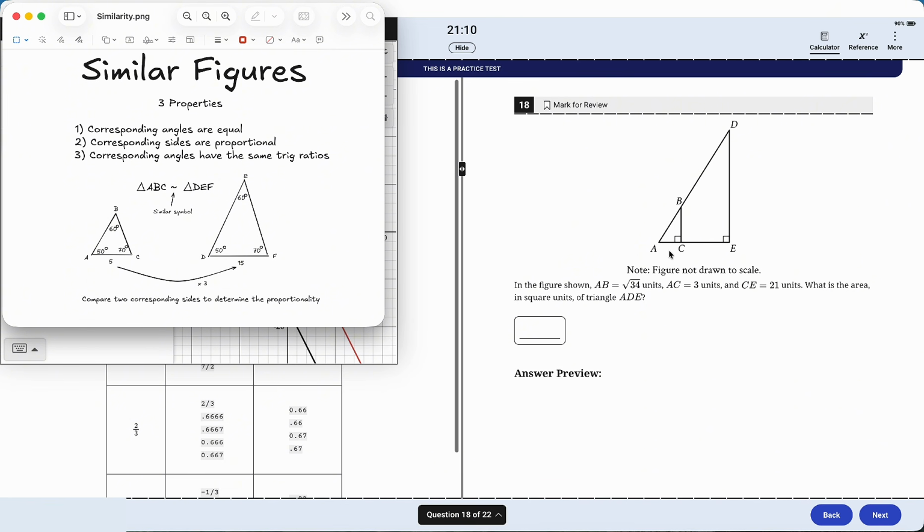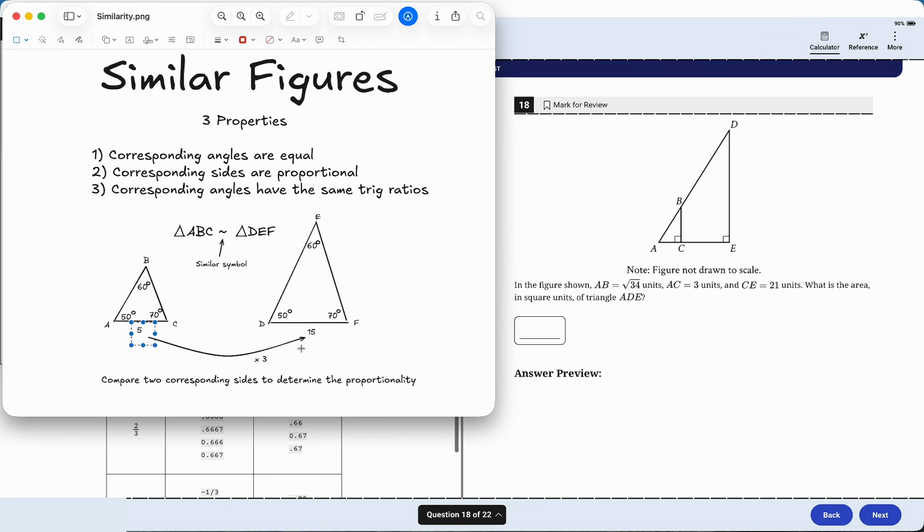So the reason you want to separate is you want to know what this ratio is. You want to compare one side to another side. So here what we're going to compare is, you see, we know AC is 3 and then CE is 21. So AC is 3 and then the whole thing is 24, right? So the bigger triangle is 8 times bigger. That's what you have to know. So the mistake people will make is think 7 times bigger, but it's not, right? Again, if you draw it out, it'll make a lot more sense that way.